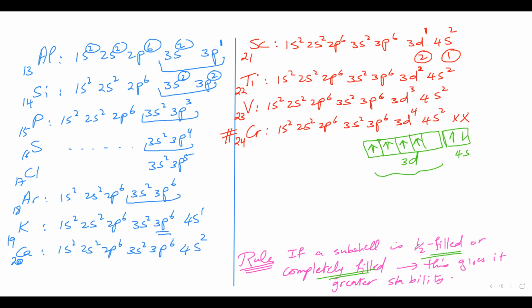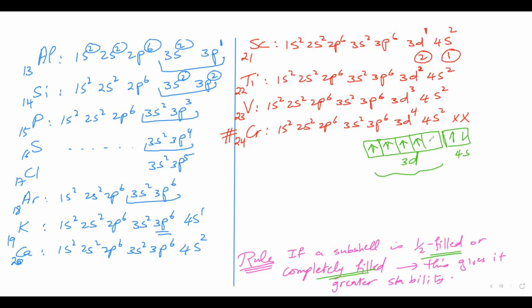The 3D subshell has 5 d orbitals. Each orbital can take 2 electrons, so altogether the 3D can take up till 10 electrons. If it takes 10 electrons, we say that it is completely filled. If it takes only 5, we say that it is half filled. And the rule says that if a subshell is half filled or completely filled, this makes it more stable.